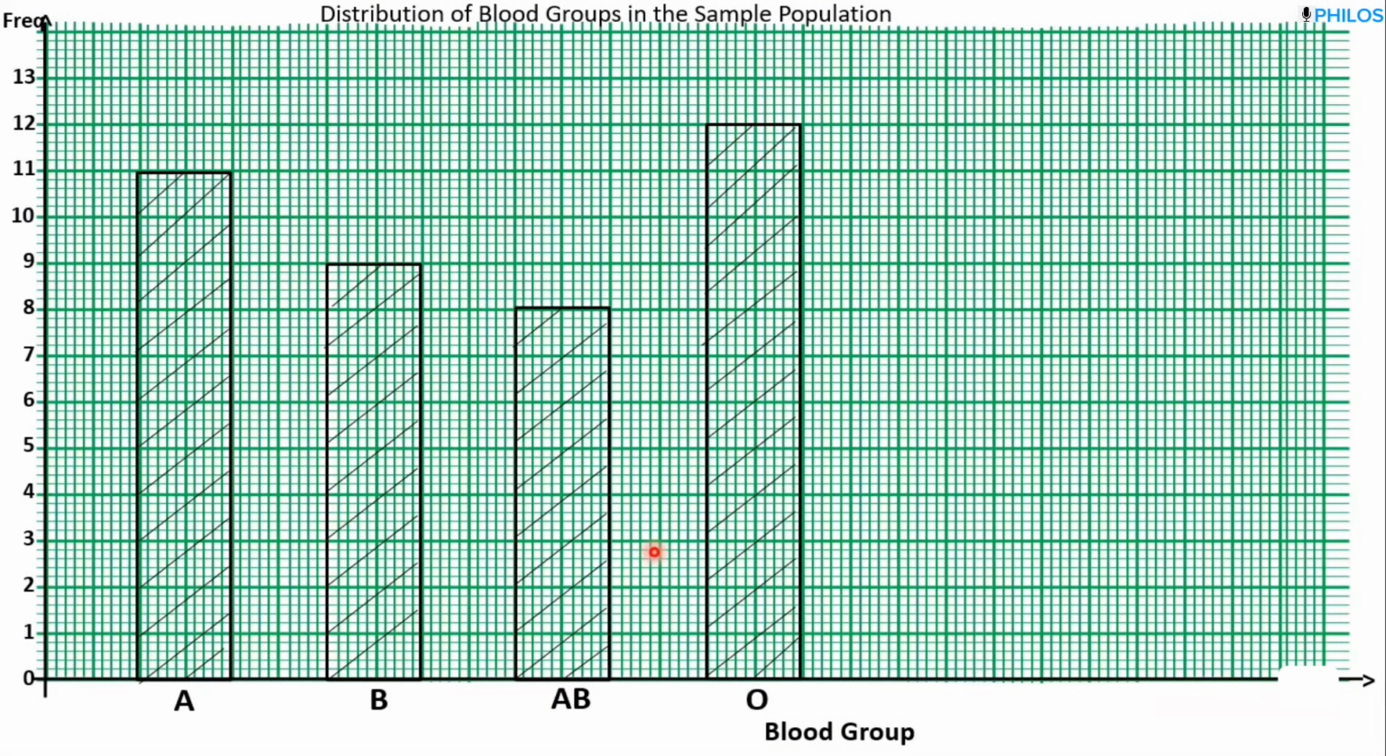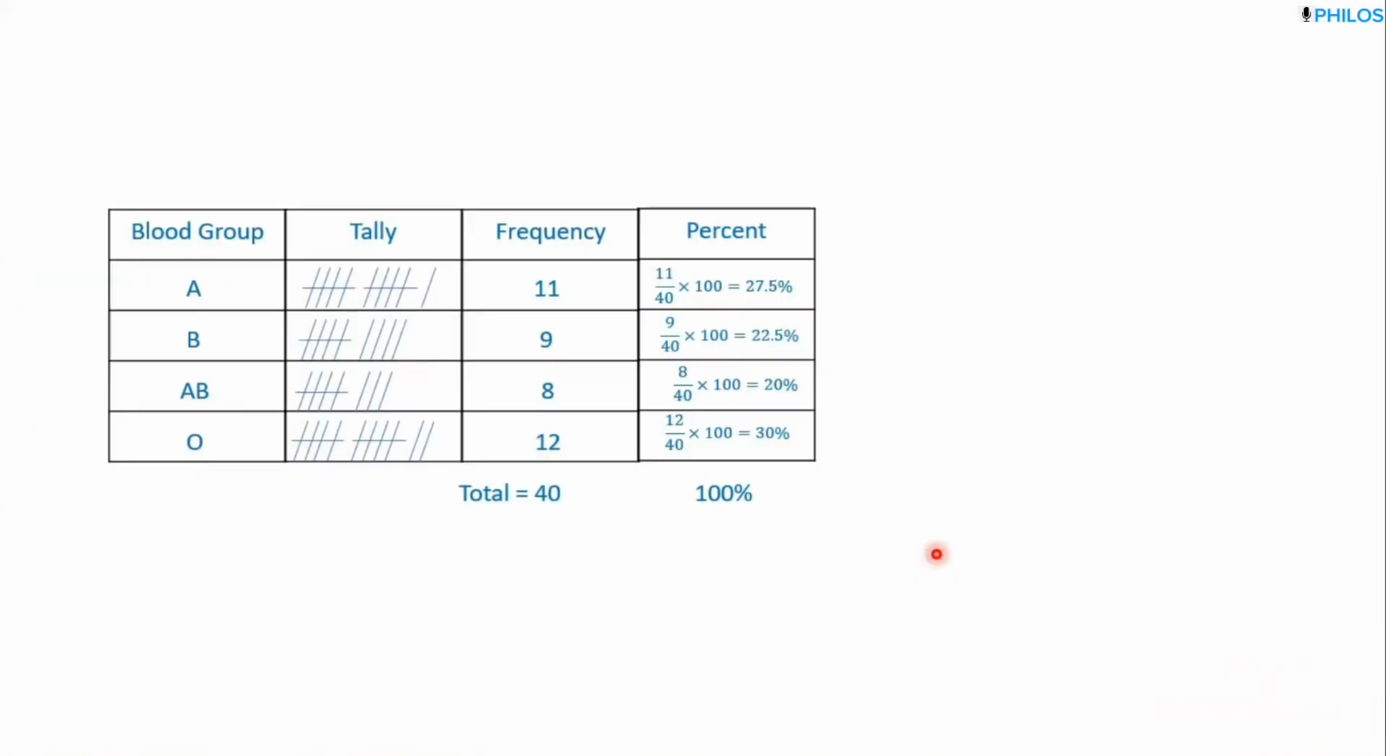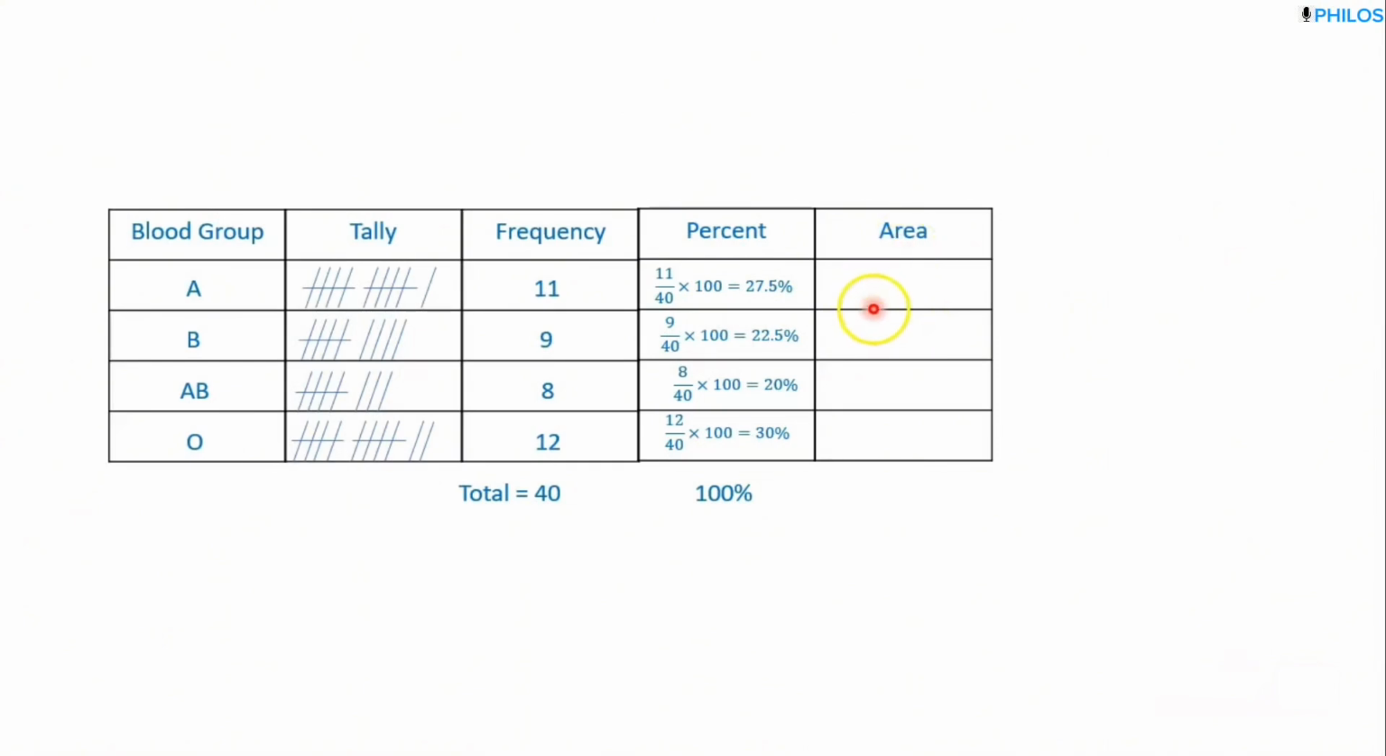So let's go to how to draw pie charts. First, let's go back to our table. Okay. Now this time around, we are going to add an extra column. We can call it area or sector. Now to find the first area, we are going to take the frequency of the first blood group and divide it by total frequency. Then we multiply it by 360 degrees. Okay. So that will be 11 over 40 times 360 degrees. And that will give us 99 degrees.